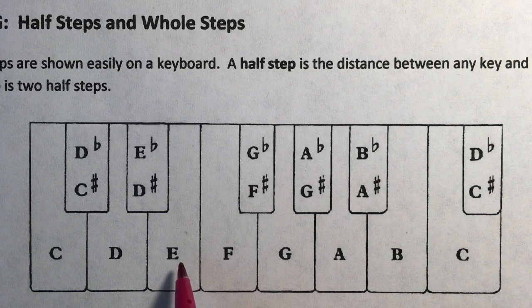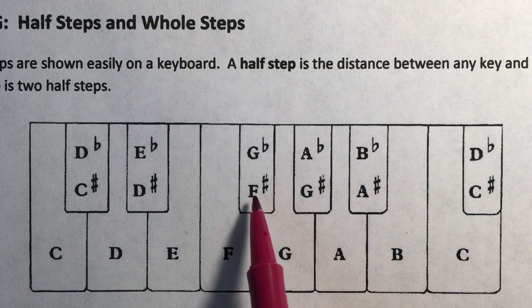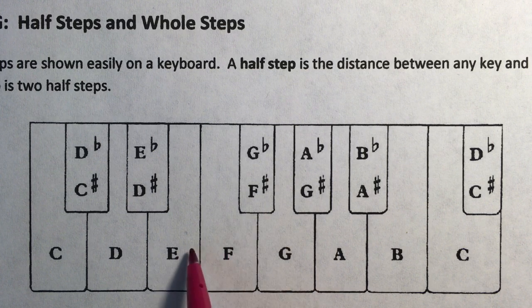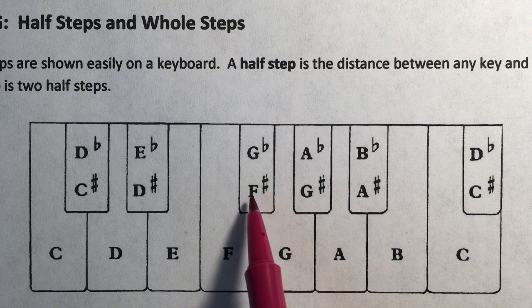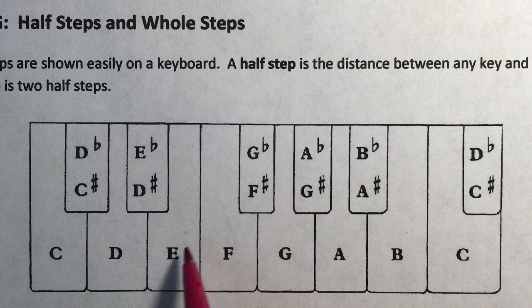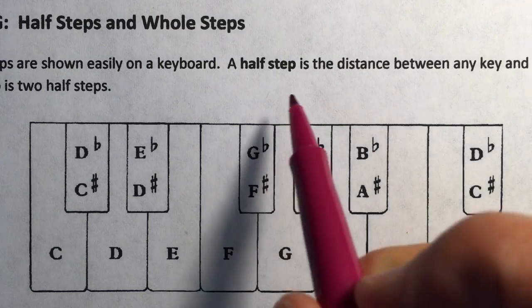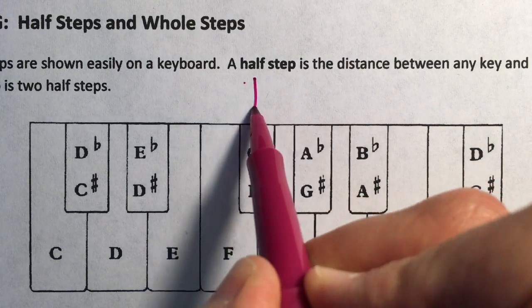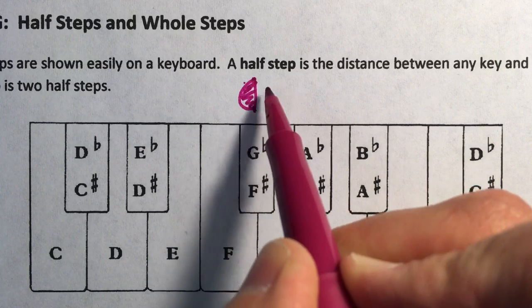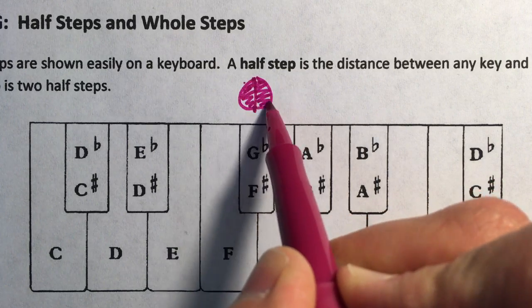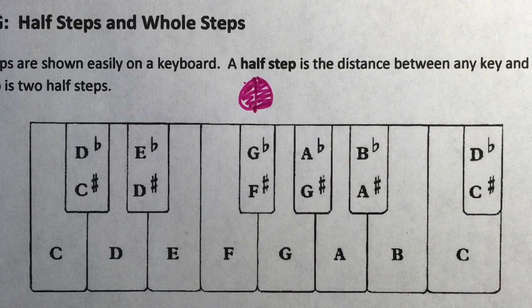Two half steps equal a whole step. So if we go a whole step higher than E, E to F is a half step, F to F sharp is another half step, 1/2 plus 1/2 equals 1 whole. So from E to F sharp, or G flat, is a whole step. Just like in math, a half plus another half equals a whole. Two half steps equal a whole step.